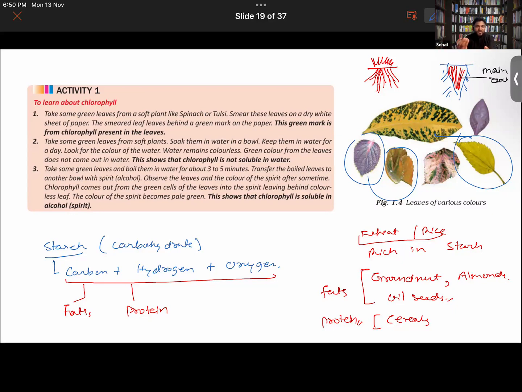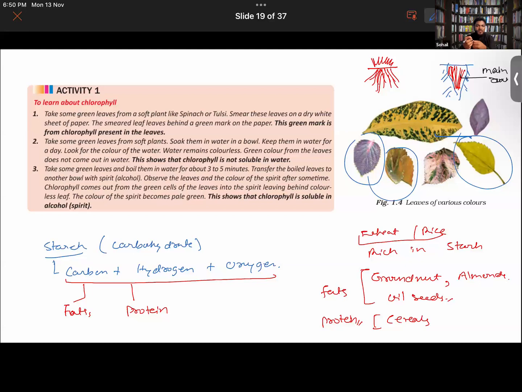Now in the second case, we have taken some green leaves from soft plants. We will soak them in water in a bowl. Now keep them in water for a day. Now look for the color of the water. Water remains colorless. Further, green color from the leaves does not come out in water. So what does it show? That chlorophyll is not soluble in water, right? That is another fact about chlorophyll.